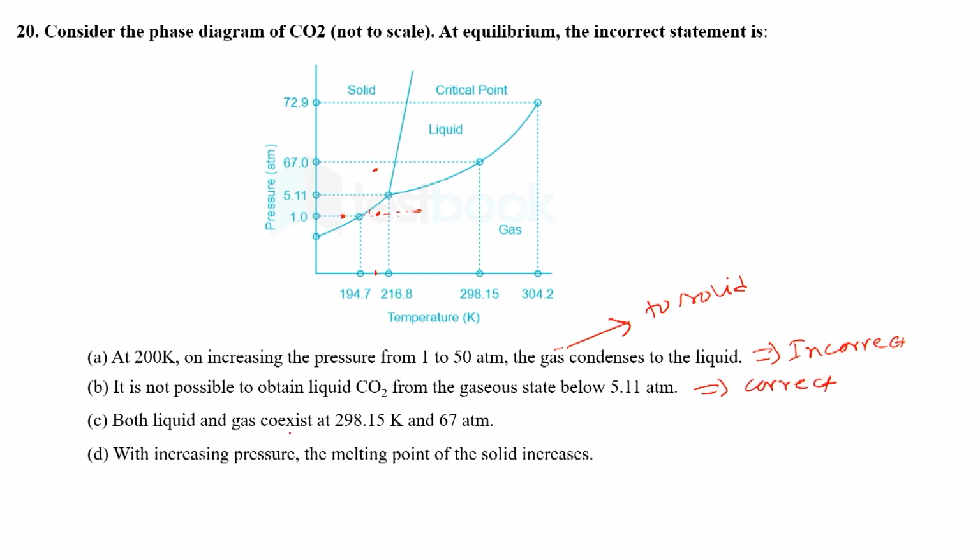Both liquid and gas coexist at 298.15 Kelvin temperature and 67 atmosphere. So this is 67 atmosphere, this is 298.15 Kelvin, and this line corresponds to liquid-vapor. So this is the liquid-vapor coexistence line.